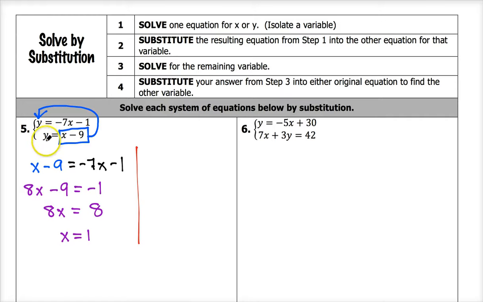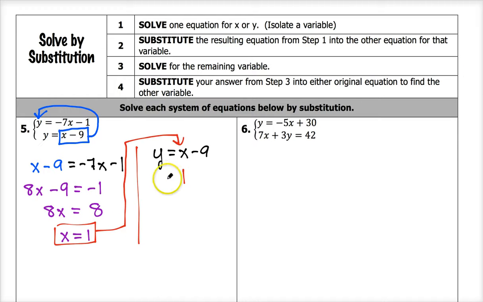So I'm going to take one of these original equations, I'll just take the second one, y equals x minus 9, and now that I know that x is equal to 1, I can substitute that in for x and solve for y. So I get y equals 1 minus 9, and therefore y is equal to -8. So the ordered pair for this system would be 1, -8.